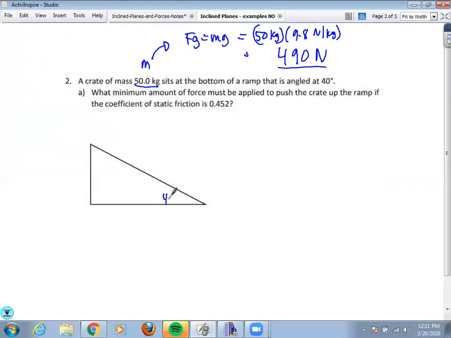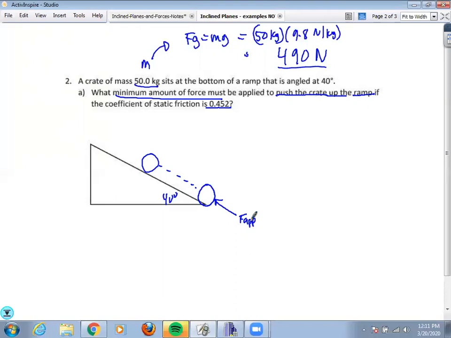The angle is 40 degrees. What is the minimum amount of force to be applied to push the crate up the ramp if the coefficient of static friction is 0.452? So this is a little bit of a different scenario. We've got our object, it's not a ball, I don't feel like drawing the box. We are actually wanting to push it so that it moves up the ramp. It's not sliding down, it's moving up. So that's our applied force.